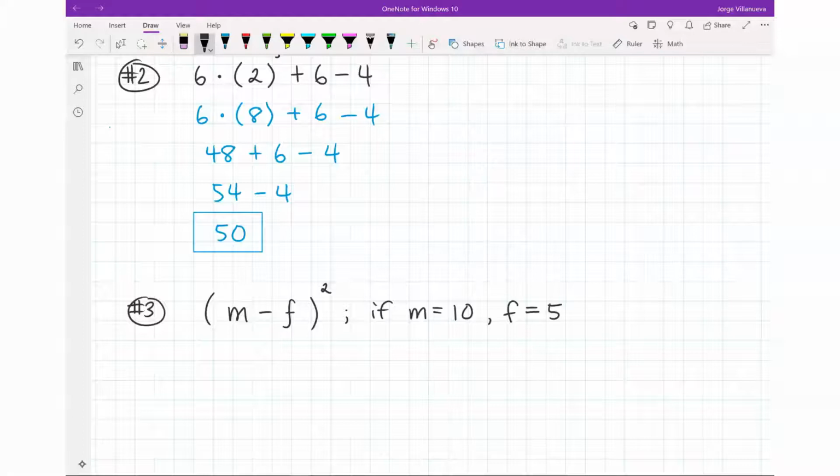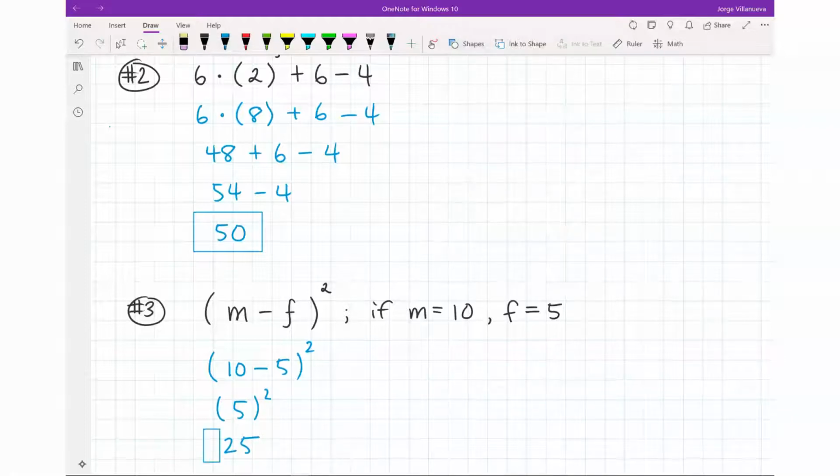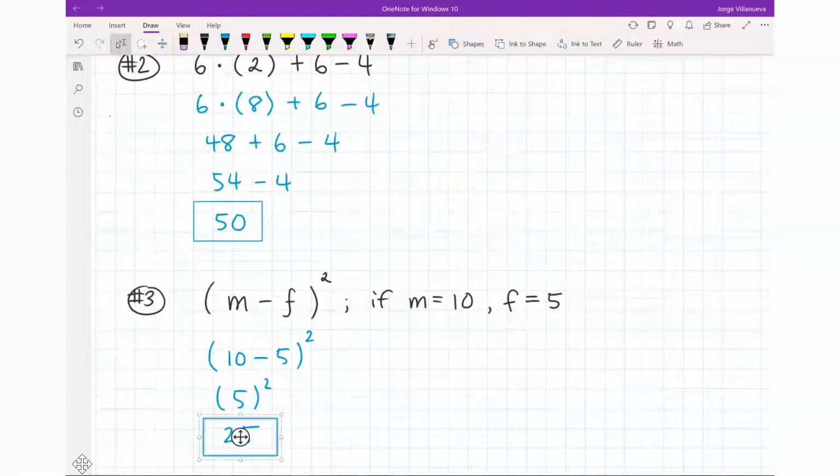So all you got to do is substitute. There's nothing tricky about this one. Just substitute the values. So 10 minus 5 squared, okay? And 10 minus 5, that's 5 squared, okay? And 5 squared, 25, right? So there you go. So we got that done, and we're finished.